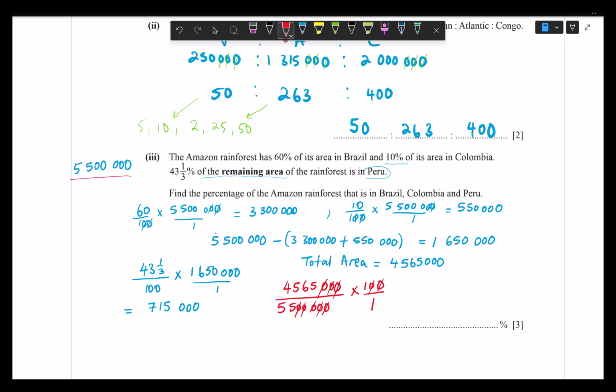And if we divide these, we get our final answer as 83%. This is the final answer. This is the percentage of the Amazon rainforest that is in Brazil, Colombia, and Peru.